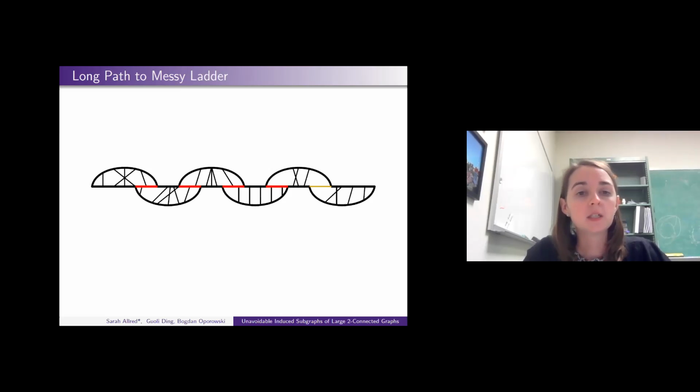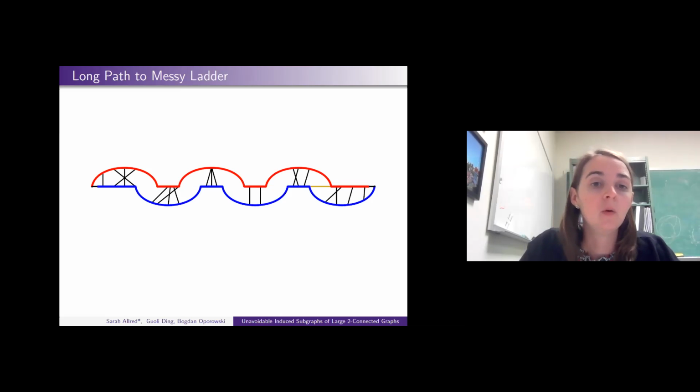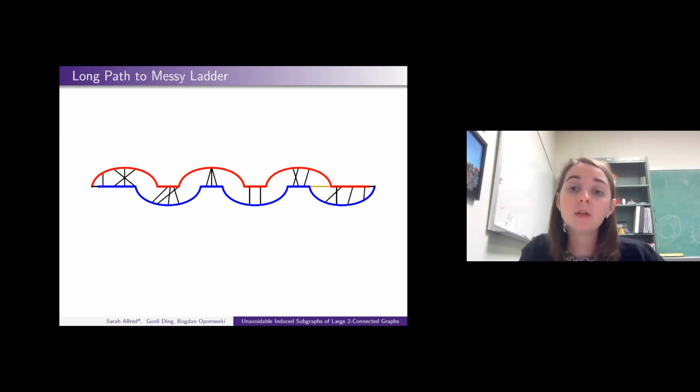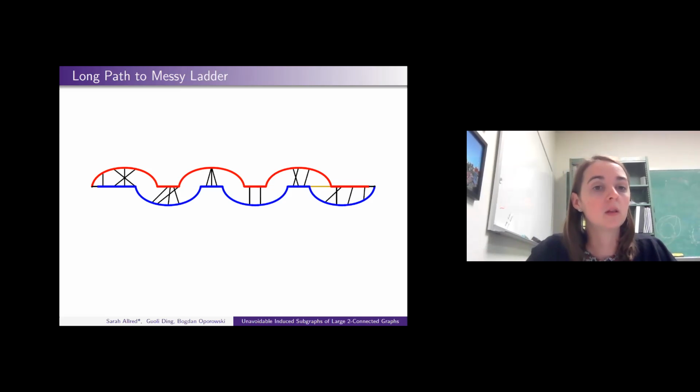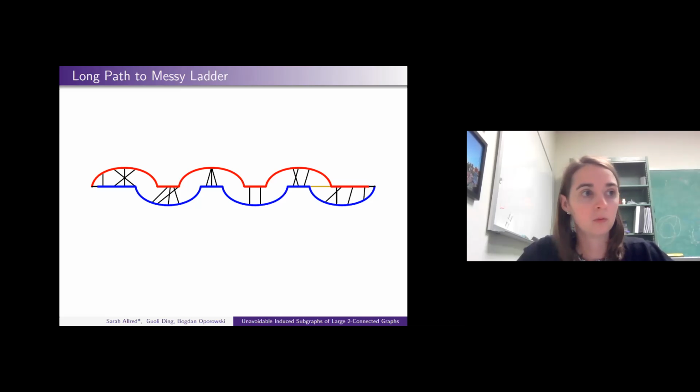Okay, so our step, we delete the internal vertices of the red paths. We can't do anything with the gold edge. It stays. And we're going to have a messy ladder. You can see on top, we have the red rail that goes almost all the way to the end, but we have that little black segment. That's our last rung. And then blue, we start with a little black segment. That's our first rung. And we go all the way to the end. All right. Any questions on the long path to messy ladder?